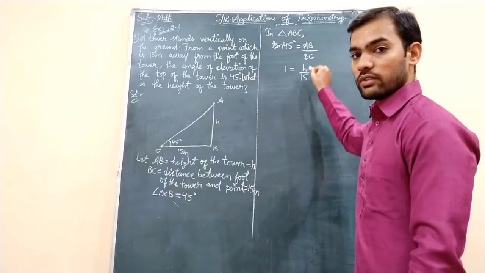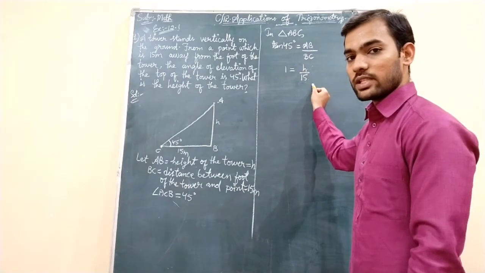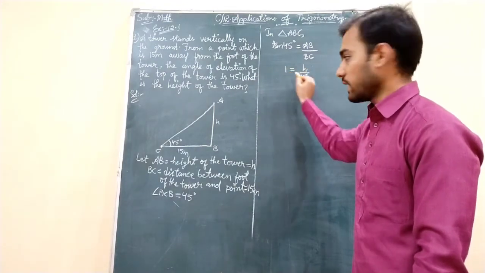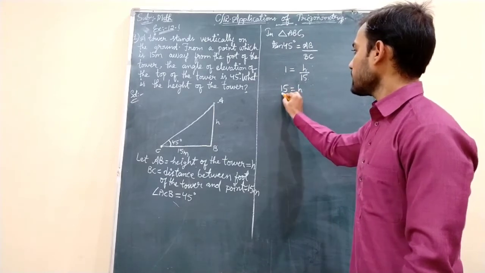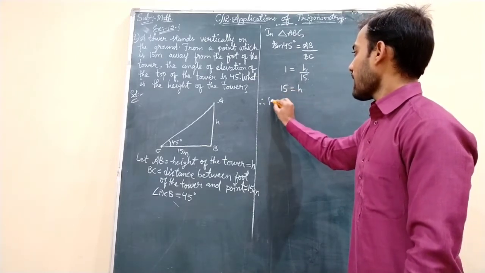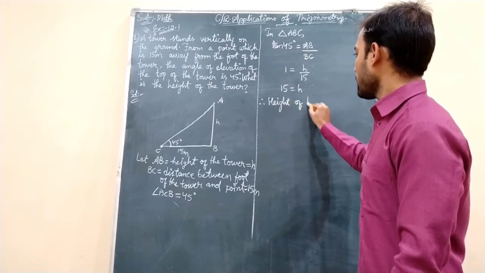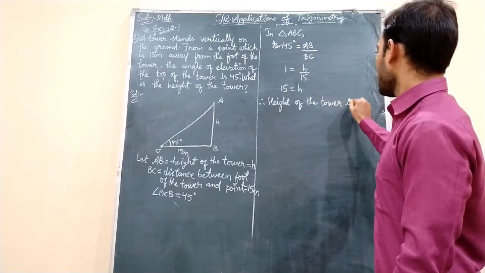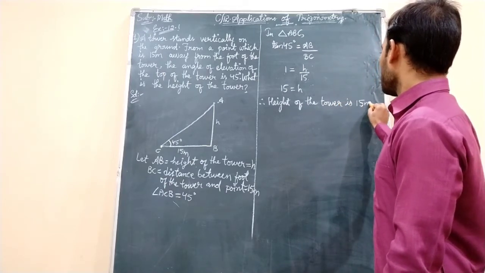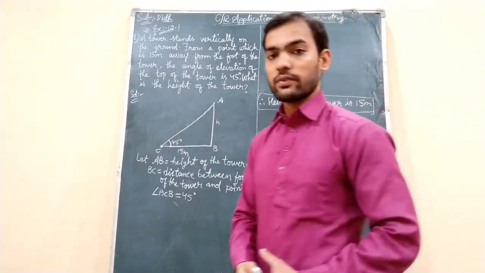We need to find out H. So transposing this 15 from right to left, as it is in division, after transposing it gets multiplied. 15 ones are 15 equals to H. H is 15, which is nothing but height of the tower. Height of the tower is 15 meters. Understand, students? So height of the tower is 15 meters.